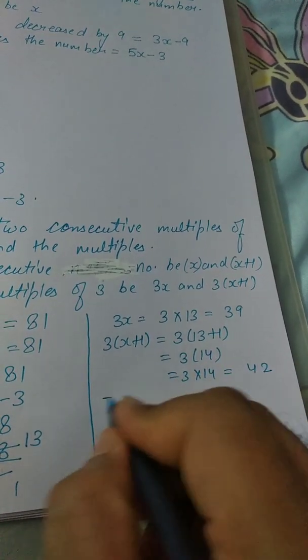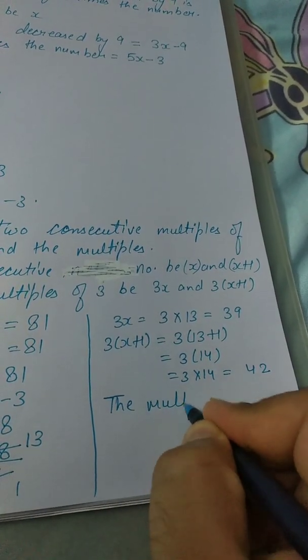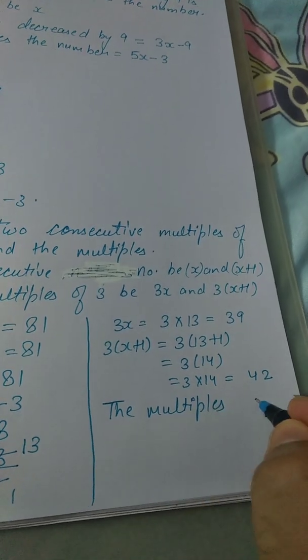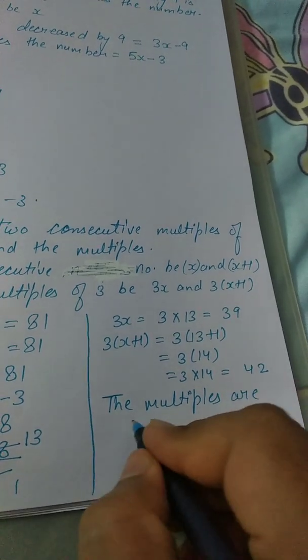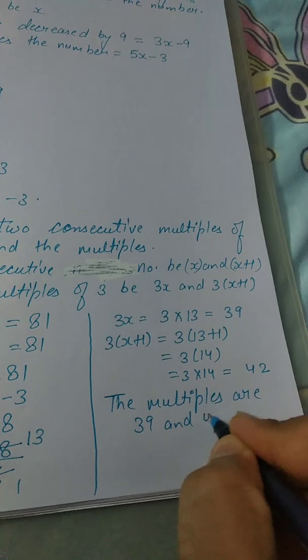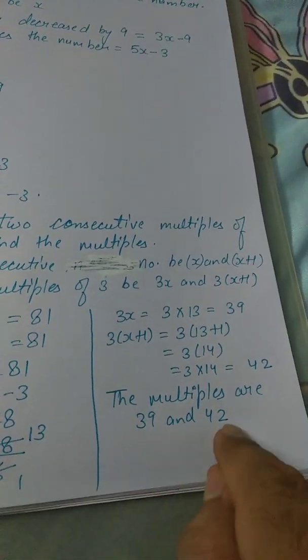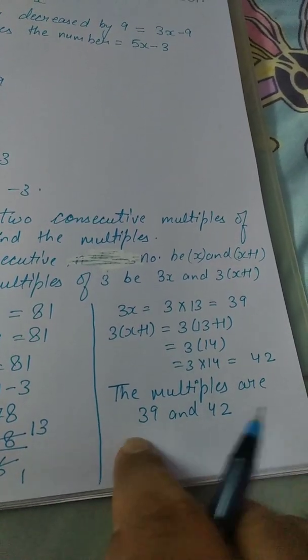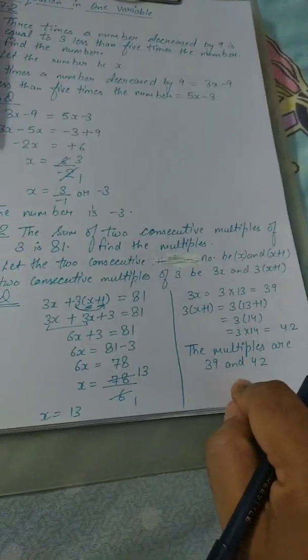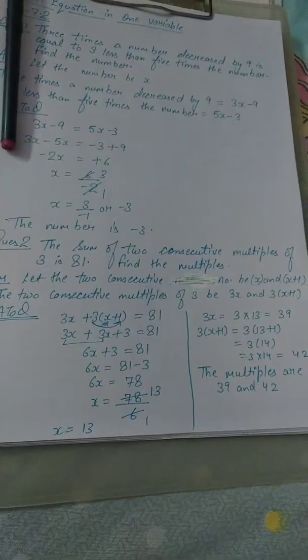So the multiples are 39 and 42. देखो अब दोनों के बीच डिफरेंस भी कितना है. 42 minus 39 is 3 और मल्टीपल्स भी आ गए 3 के. Right? I hope it is clear to all of you.